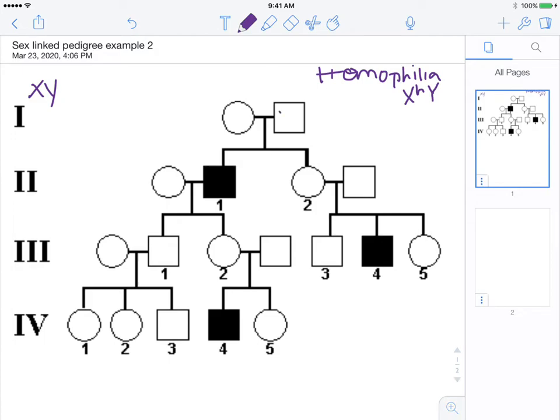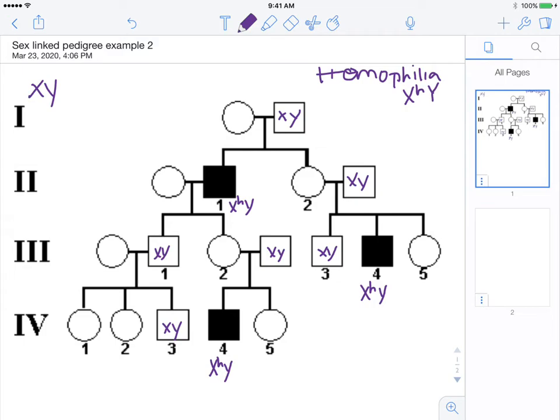So this guy is going to be XY, XY, XY, XY. Okay, so those are all of our unaffected males. These guys who are shaded in are our affected males, so their genotype would be XHY, XHY, and XHY. Good. Okay, so now we need to figure out the females.